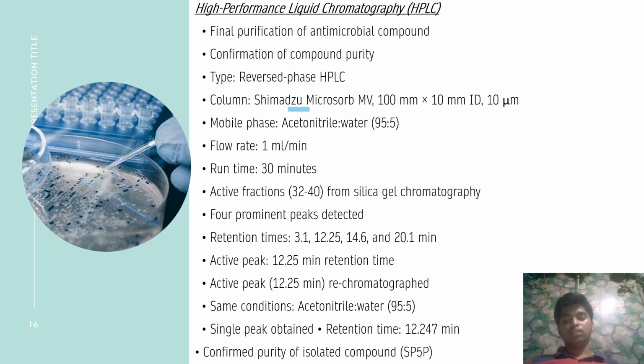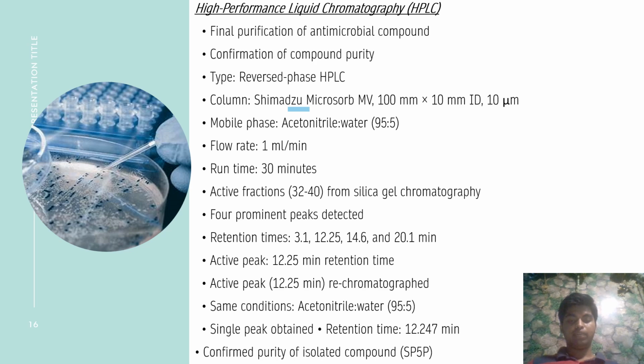The type used here is reverse phase HPLC. The difference between normal HPLC and reverse phase HPLC is that in normal HPLC, the stationary phase is polar while the mobile phase is non-polar. But in reverse phase HPLC, it is basically the opposite: the stationary phase becomes non-polar and the mobile phase becomes polar. And it was tested against the active fractions 30 to 40, which were obtained from silica gel chromatography.